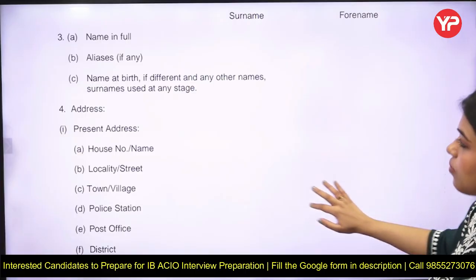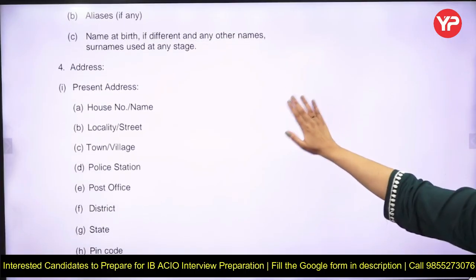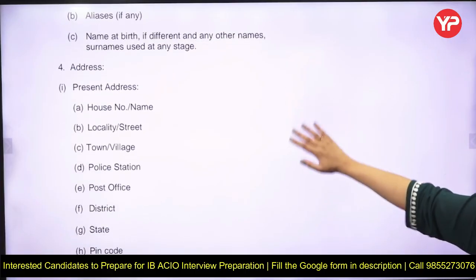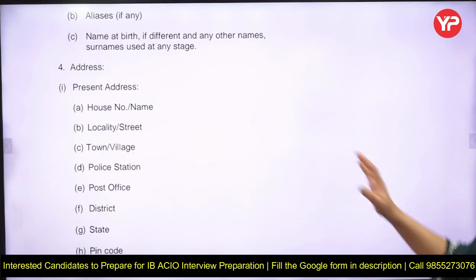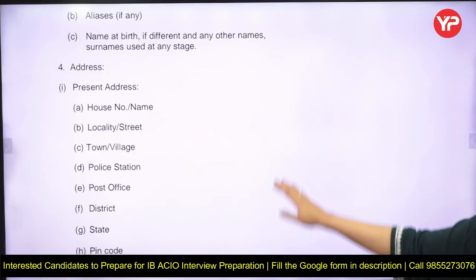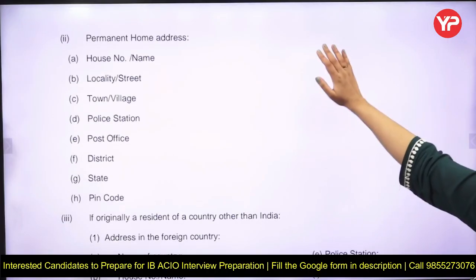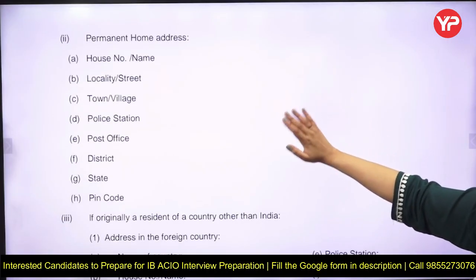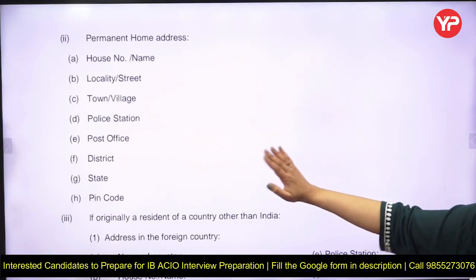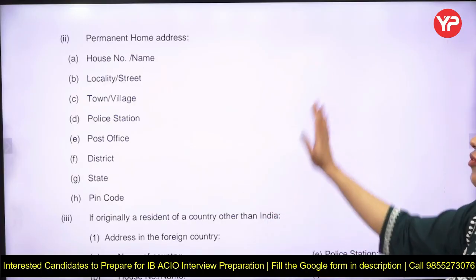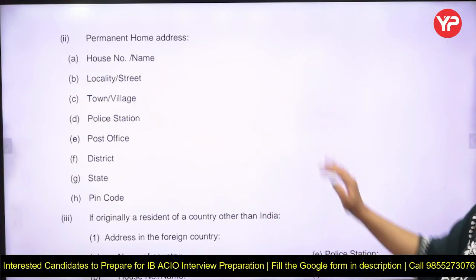Now come the details of your address, your present address. So the present address is where you are currently living. If it is the same as your permanent address, we will write that also. Now we will fill our permanent address: house number, street, village, police station, post office nearby, district, state, pin code. Everything should be filled correctly and in order.